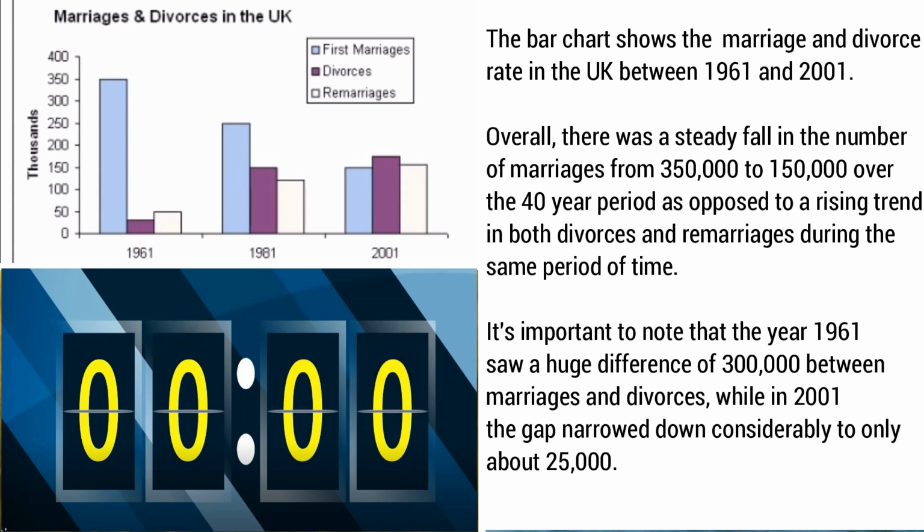So next, the final paragraph is just an important point. And that is the big gap between marriage and divorce in 1961 as opposed to a small gap in 2001. And that would be something perhaps that we could highlight and talk about. And that would wrap it up.